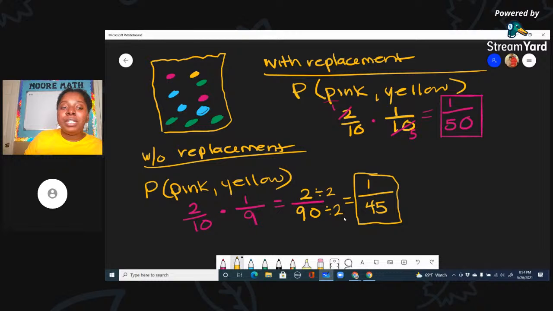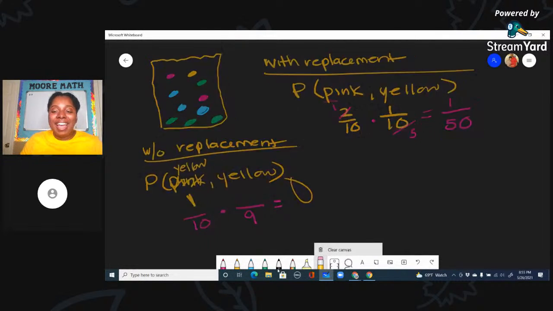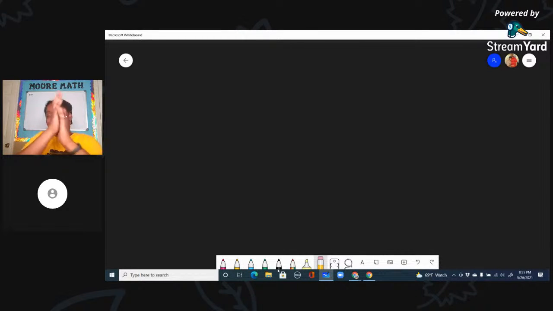Now, what happens if it was yellow for the first one? I just want to show you something real quick. So if it's yellow for the first one and yellow for the second one, how would my probability change? It would be 1 out of 10. Uh-huh. And would it be 0 out of 9? Yeah. Nice job. So you would have a 0 chance of that. Okay. Good. Awesome job.